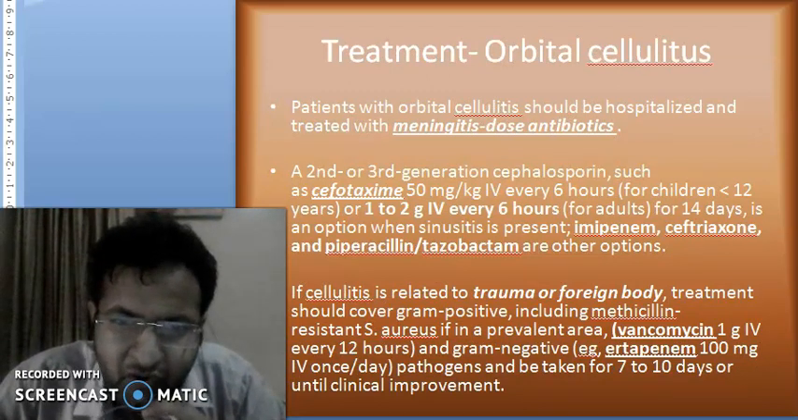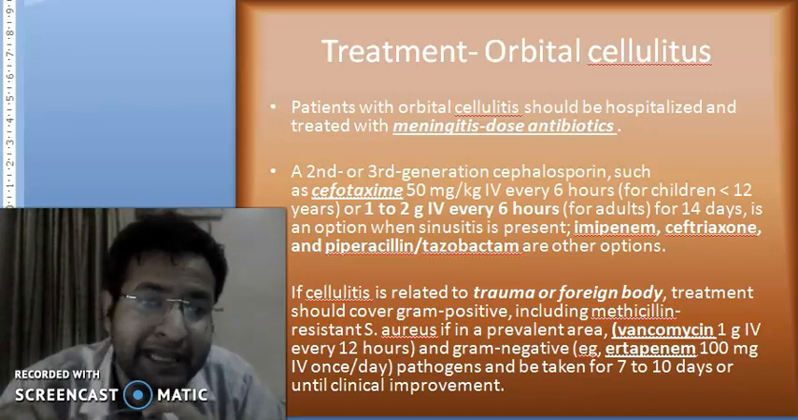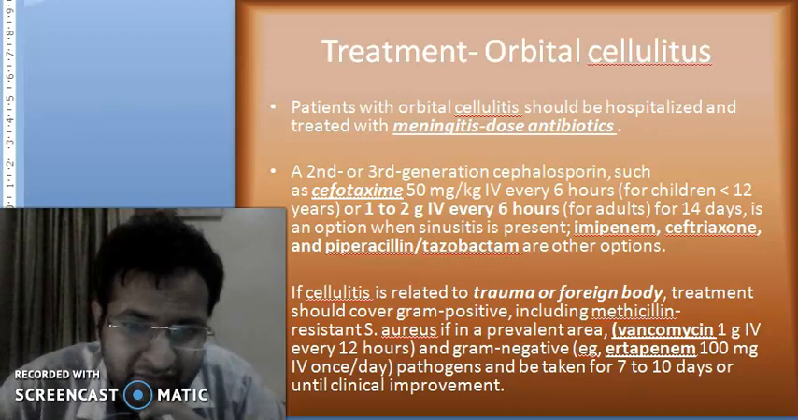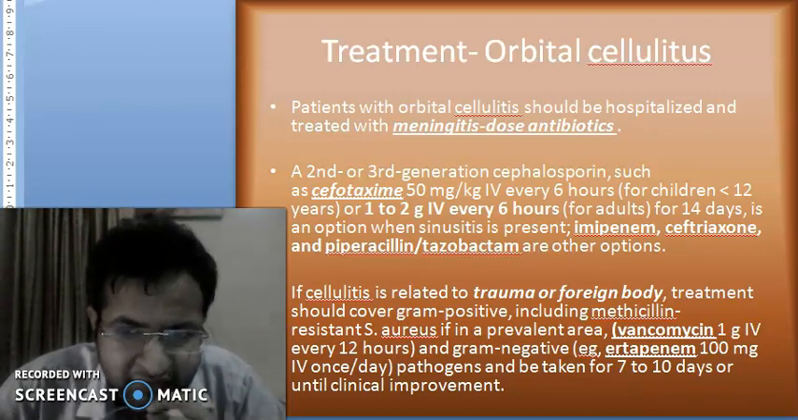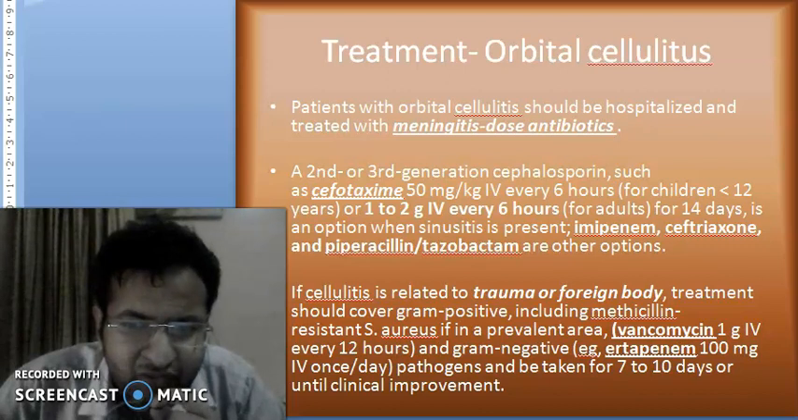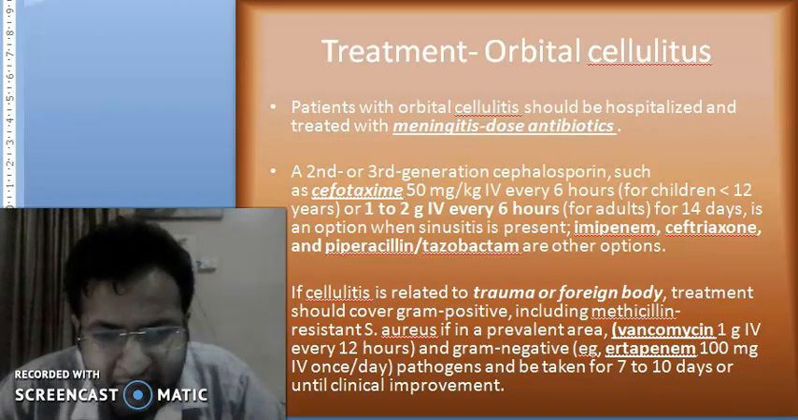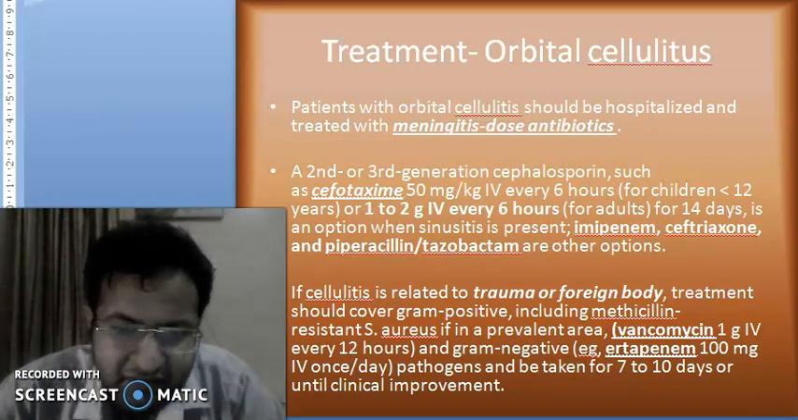The patient with orbital cellulitis should be hospitalized and treated with meningitis-dose antibiotics. A second or third generation cephalosporin such as cefotaxime has to be given for 14 days and is an option when sinusitis is present. Imipenem, ceftriaxone and piperacillin-tazobactam can also be given, but with a medicine consult.